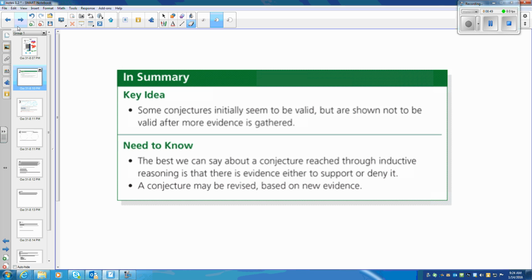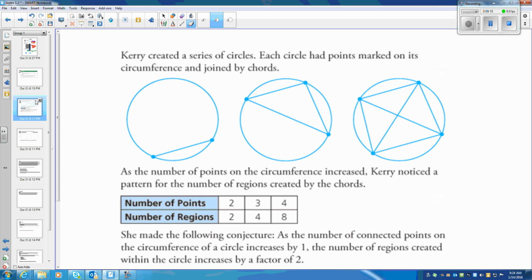Okay? The best way we can say about a conjecture reached through inductive reasoning is the evidence is either there to support it or to deny it, right? But we can't prove it right. We can show that it's wrong, but his statement will stand until someone shows it's wrong, right? And you can revise it if you find issues.